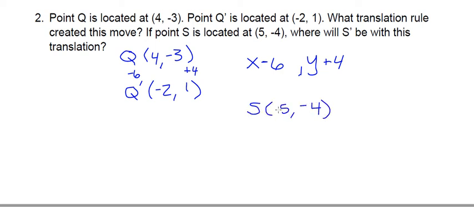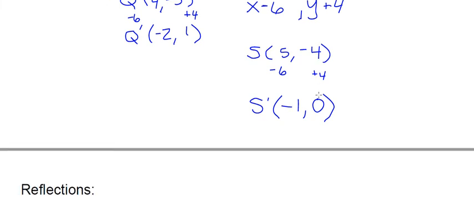And we need to take that point and we need to move it 6 units to the left and 4 units up. So I'm going to apply my rule here. To my x coordinate, I'm going to subtract 6. To my y coordinate, I'm going to add 4. And point S prime will be located at negative 1, because 5 minus 6 is negative 1, and negative 4 plus 4 is 0. So that is where point S prime will be located.